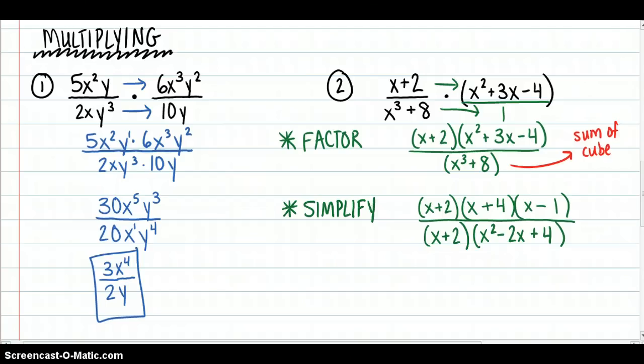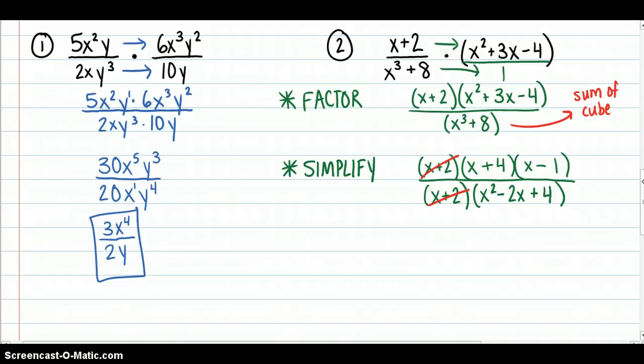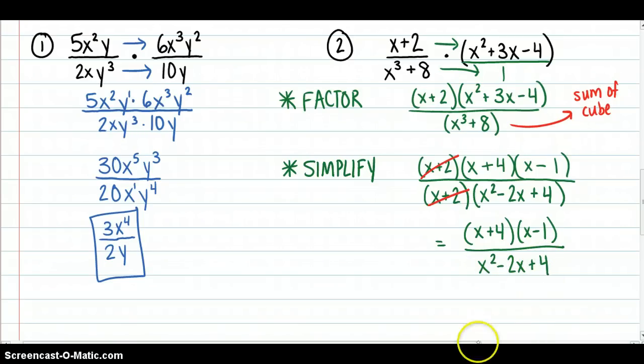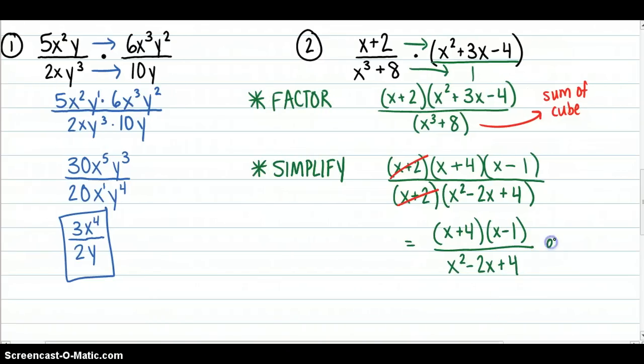So in this problem, I see an x plus 2 on top and an x plus 2 on bottom. When I divide something by itself, it just gives me 1, which means it cancels out. There are no other factors that do that, so everything else has to stay. My final answer would be x plus 4 times x minus 1 on top, divided by x squared minus 2x plus 4.